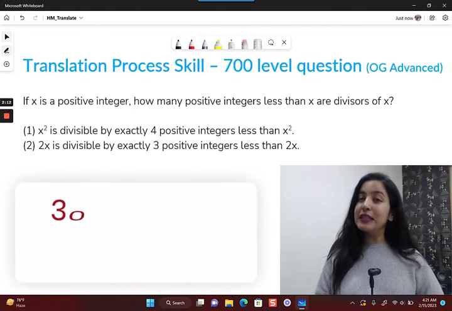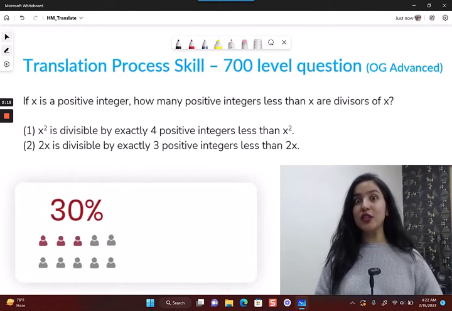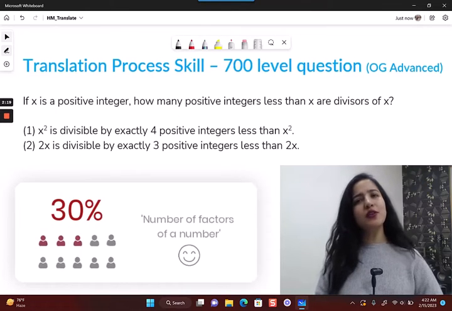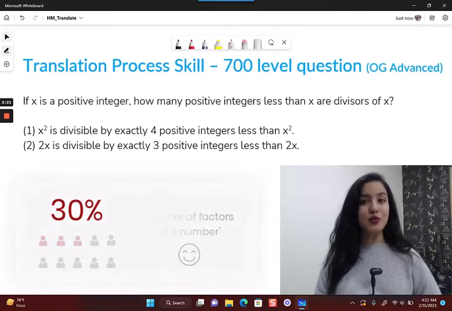Did you know that only 30% of all test takers who attempt this OG advanced question get it correct, despite knowing the concept? Why do they falter? Because they are unable to translate.